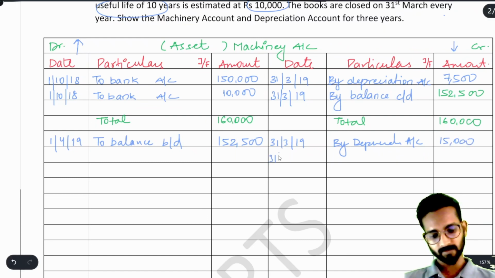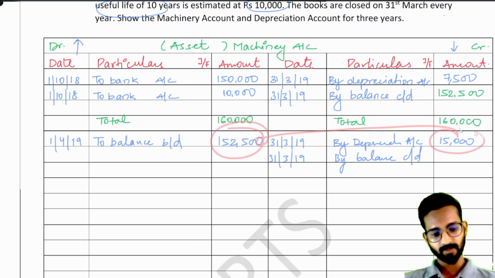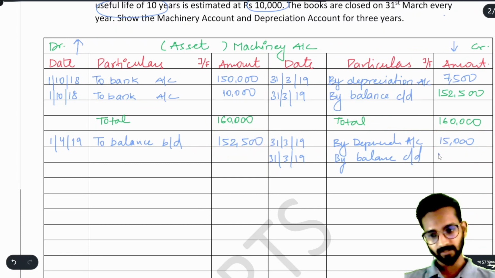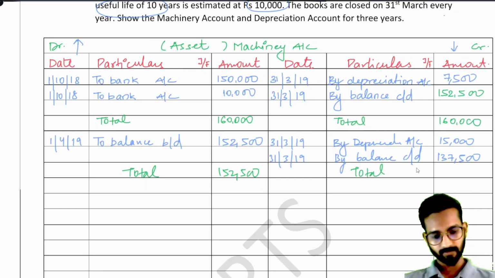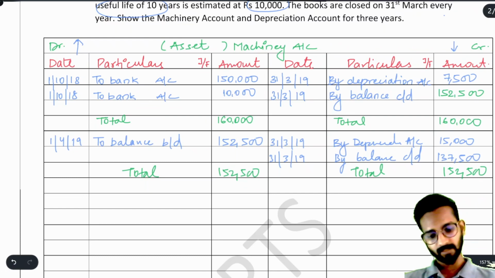Now, 31st March 2019 by balance carried down, 1,52,500 minus 15,000. When you do that, you will get a figure that is 1,37,500. Again the total will be 152,500, total 152,500. That's it. Again opening balance, we will prepare it for 3 years.